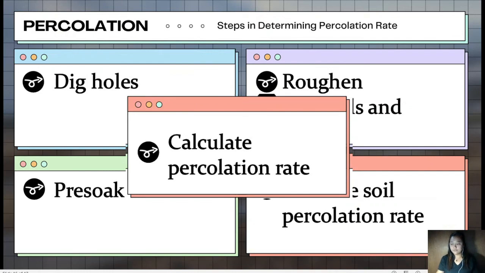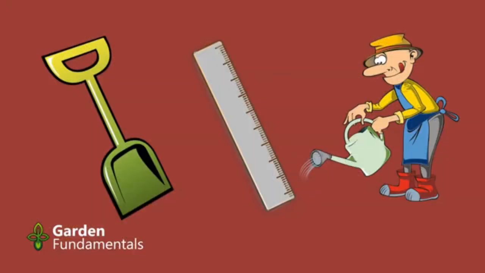So I have a video here as an example for determining the percolation rate. Here's the video. All you need for this test is a shovel, some water, and a ruler. Step 1 is to dig a hole, about 1 foot in diameter and 1 foot deep. I'll come back when I have that done.